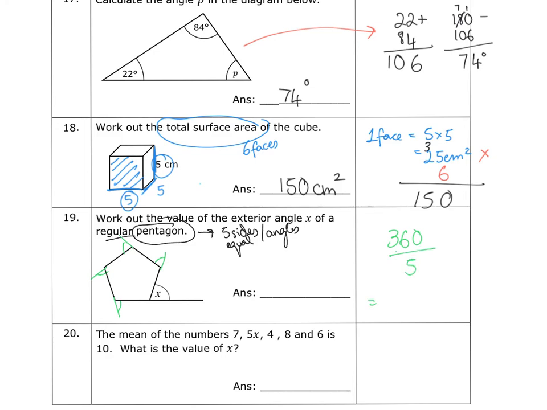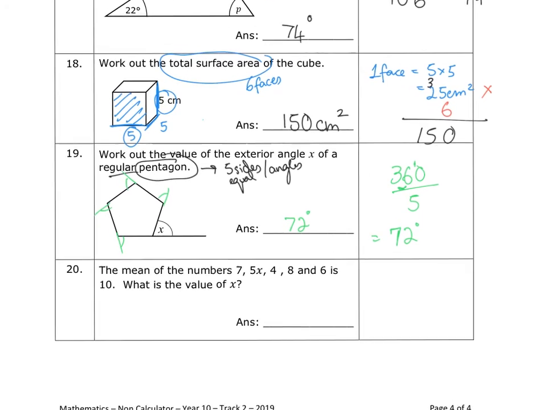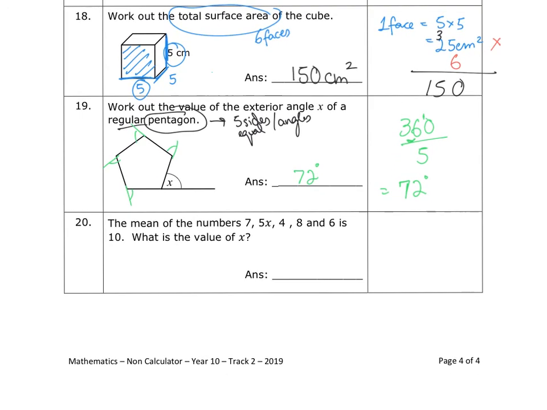5 in 3, it's not possible. So 36, and 5, 10, 15, 20, 25, 30, 35. 7 wholes, remainder 1, 10 divided by 5, that's 2. So 72 degrees. That was way easier. Don't forget, exterior angles of any polygon always add up to 360. But if it was the interior, you would have to find the sum of interior angles.